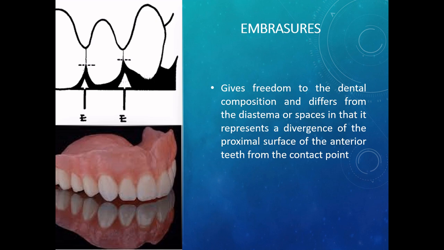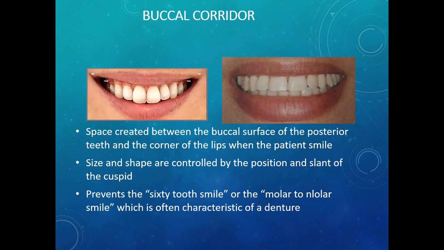Next is the buccal corridor, which is also called a negative space, which is the space created between the buccal surfaces of posterior teeth and the corner of the lips when the patient smiles. So the buccal corridor gives depth to the smile, and it begins at the canine, and its size and shape are actually controlled by the position and slant of the canine, even though the actual buccal corridor exists posterior to the canine tooth. Now, the size of the buccal corridor is not critical, and the appearance of the buccal corridor is actually influenced by various factors which we have already discussed in our smile designing PPT.